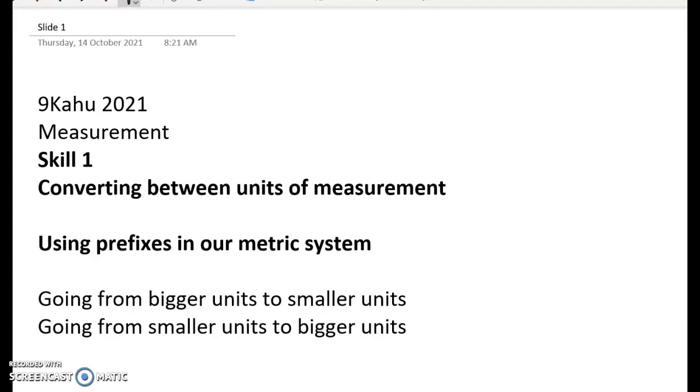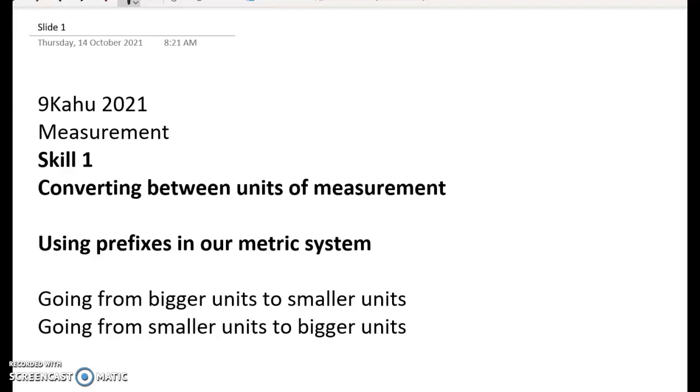Kia ora, Year 9. This is the first video that I'm doing on measurement, which is our new topic. And in this video, I'm going to look at how we can convert between different units of measurement. For some of you, this is going to be revision, but we need to make sure that for absolutely everyone, these skills feel really, really fluent. Okay, and they're all based on powers of 10, and they tie into the work that we did in our number topic.